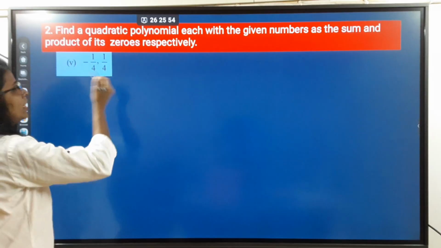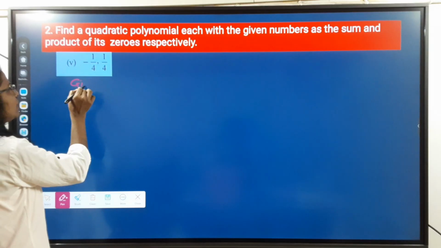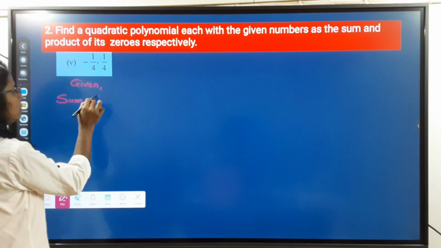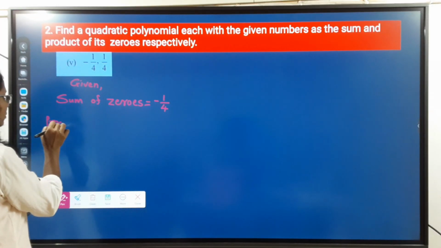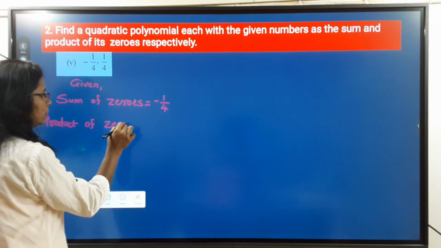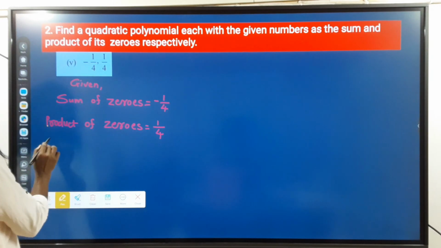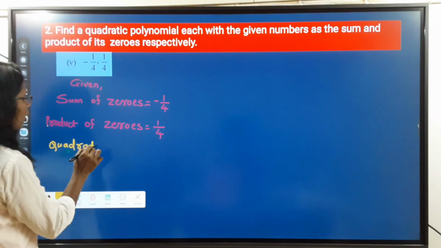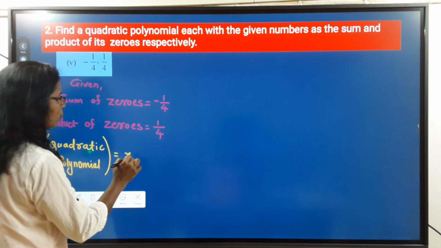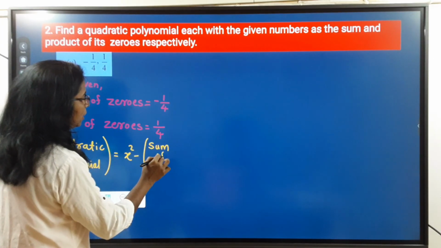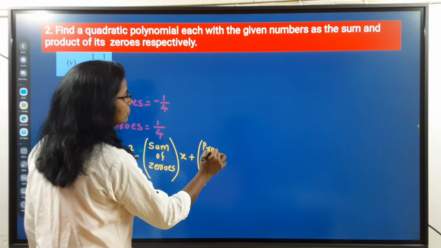Numbers are minus 1 upon 4 and 1 upon 4. So here first I write down the given. Students. Sum of zeros is equal to minus 1 upon 4 and product of zeros is equal to 1 upon 4. Then write down the formula for quadratic polynomial. So here students, quadratic polynomial is equal to x square minus sum of zeros multiply x plus product of zeros.